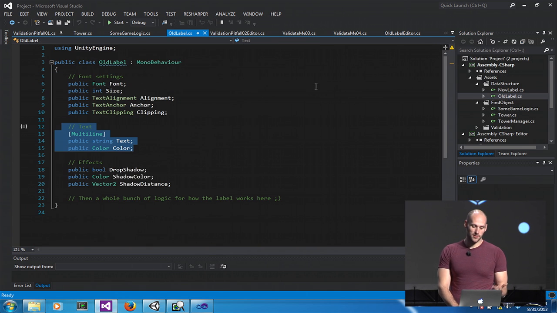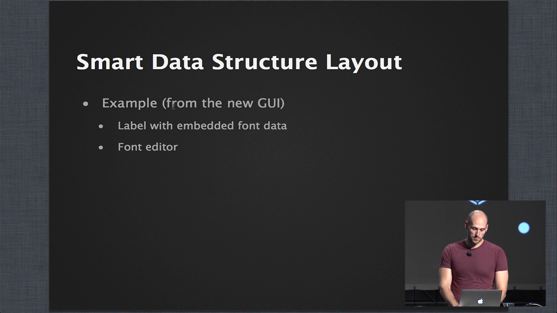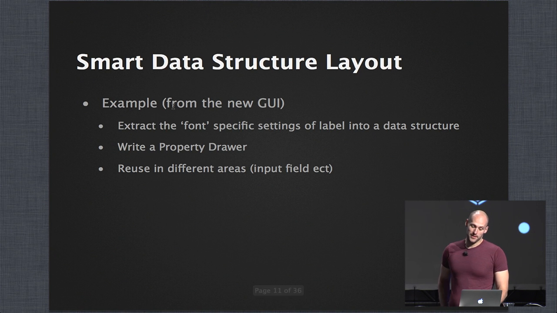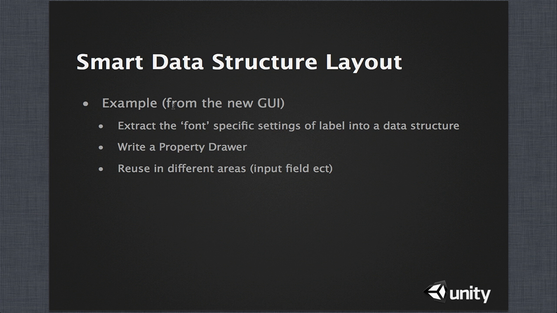So as you can see here, it's divided into sort of sections. So what we did was we refactored this. We extracted, say, the font-specific settings into a special data structure. We wrote a property drawer for this. And then we were able to also reuse this font data in different locations. Another place we used this, for example, was in the input field. And there's probably others we will use this in before we ship.